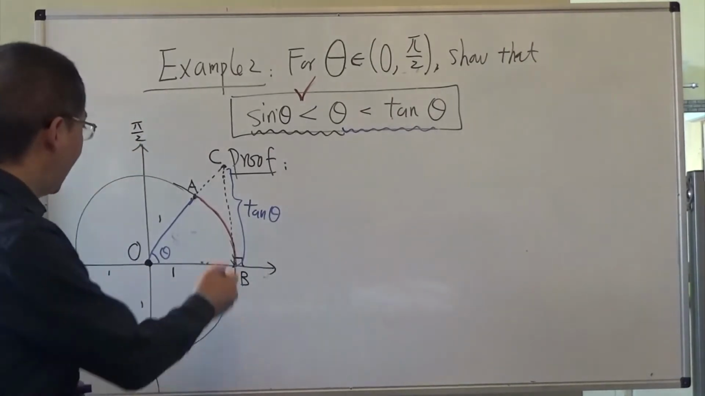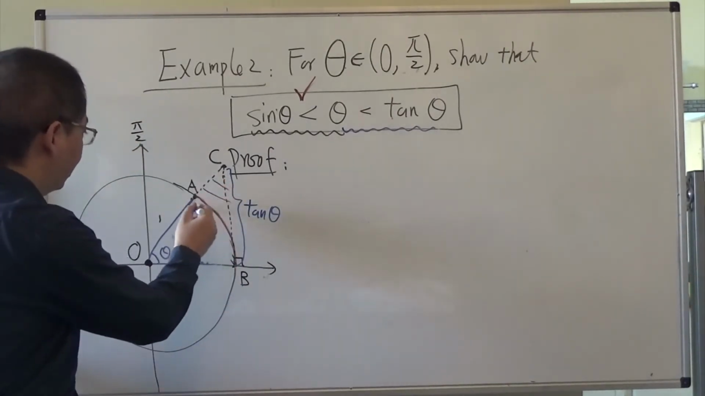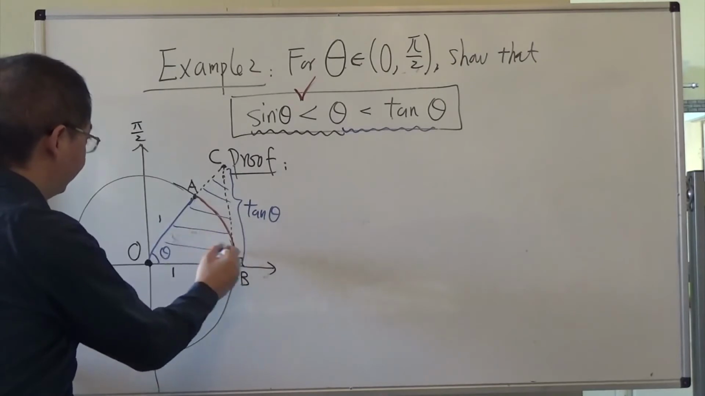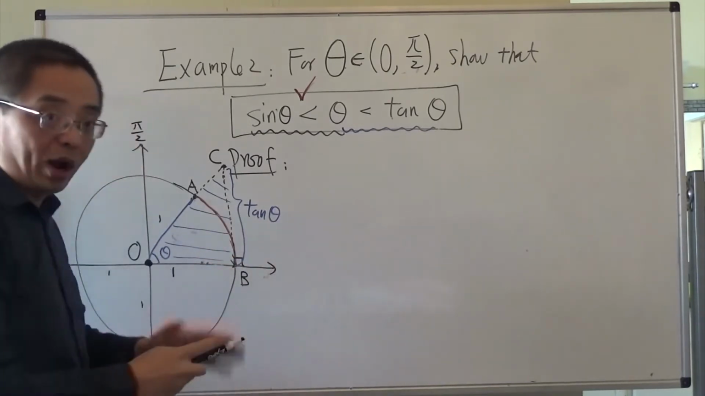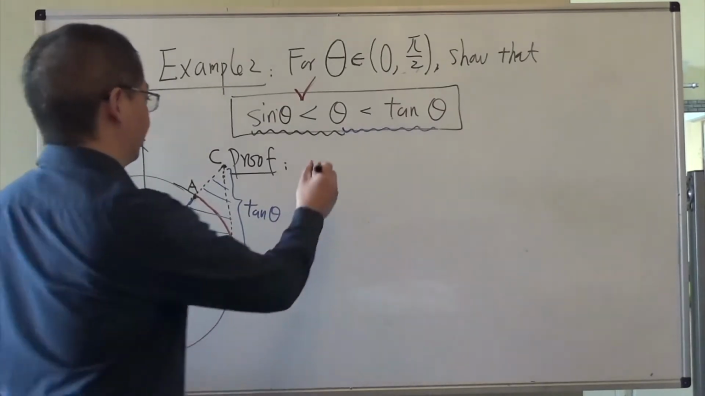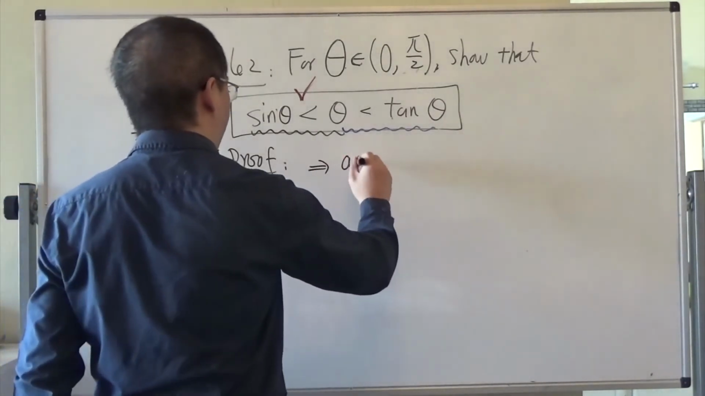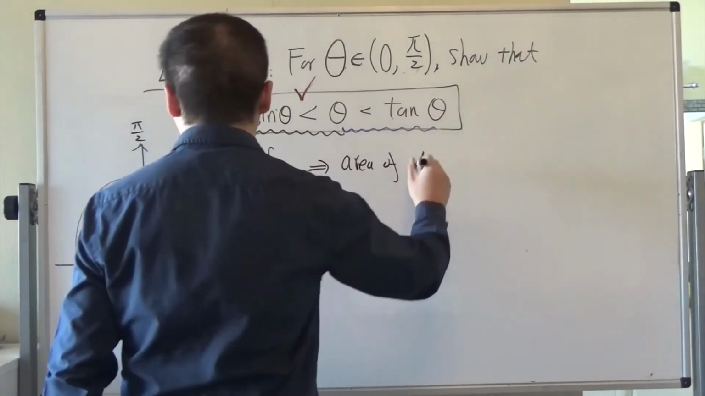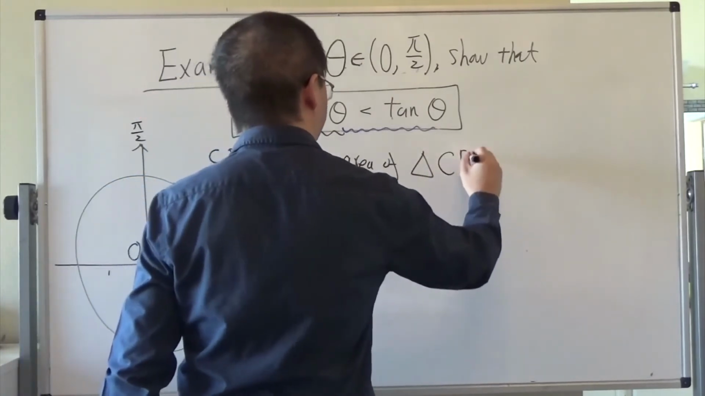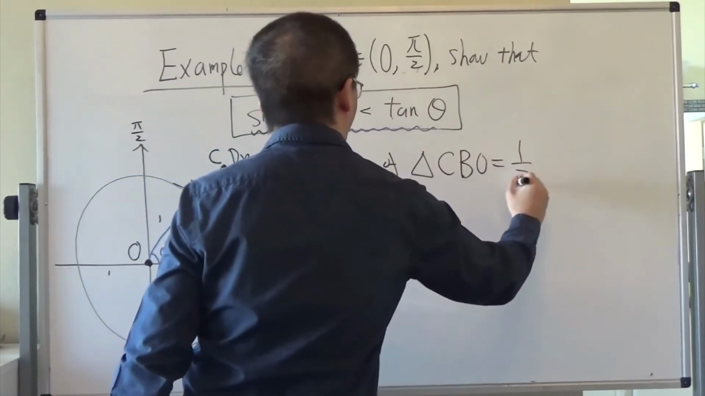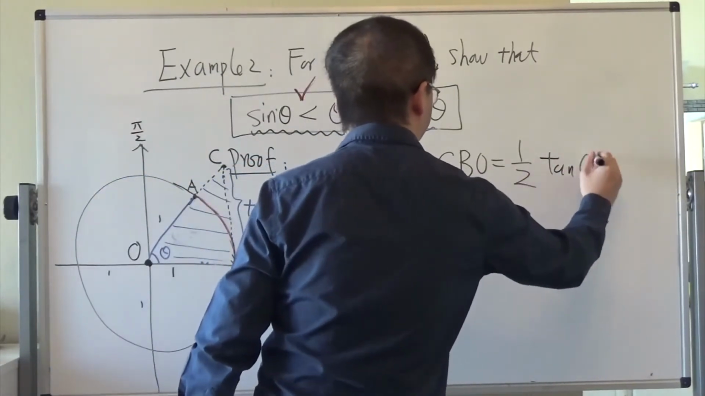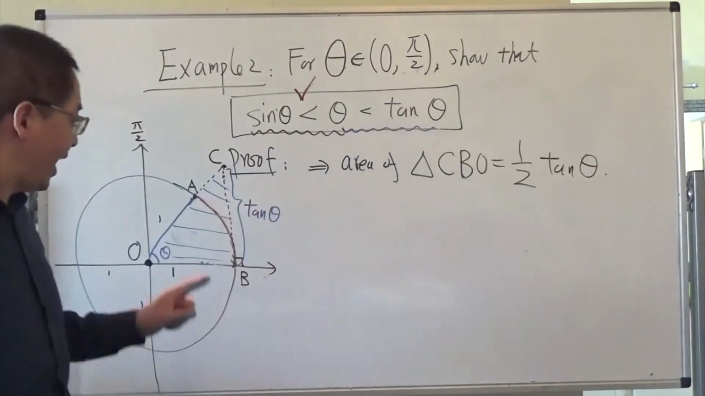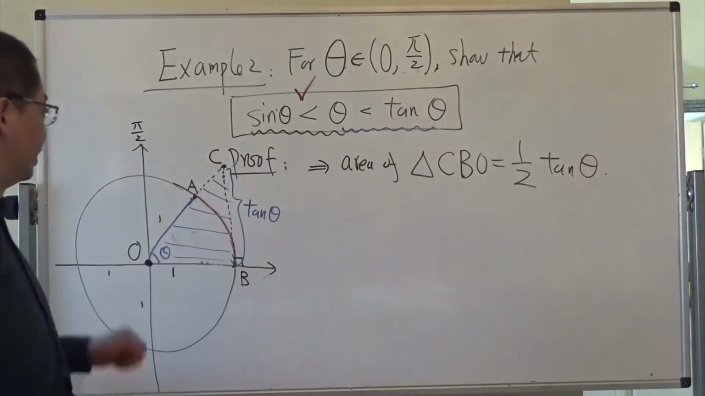Now if I look at triangle COB, it is a right triangle, where this leg is 1 and this leg is tangent theta. So from here I get the area of triangle CBO equals 1/2 times tangent theta. This represents the area of the triangle OCB.